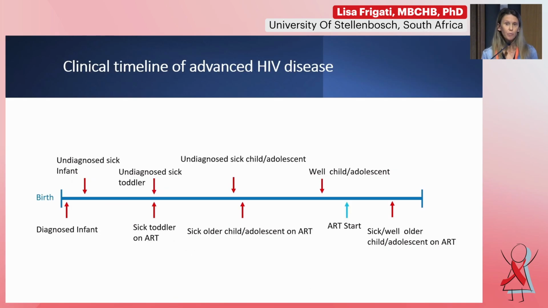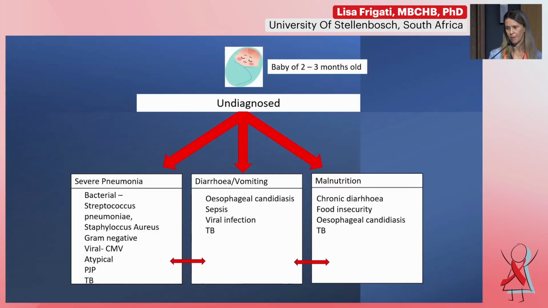So if we look at clinical presentations of advanced HIV disease, I like to think of it along a timeline. I think in adults, you can either have a CD4 count of less than 200 and appear relatively well, or you can present ill. But I think in children, you can really present at any time. The top headings refer to an undiagnosed child who usually presents ill, but I think more and more what we're seeing, at least in South Africa, is that children are diagnosed, started on ARVs, but somehow fall through the cracks and present with advanced HIV disease again.